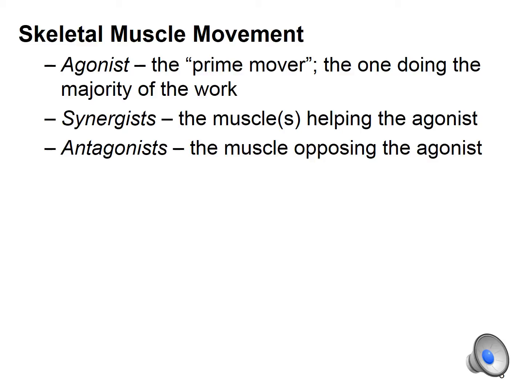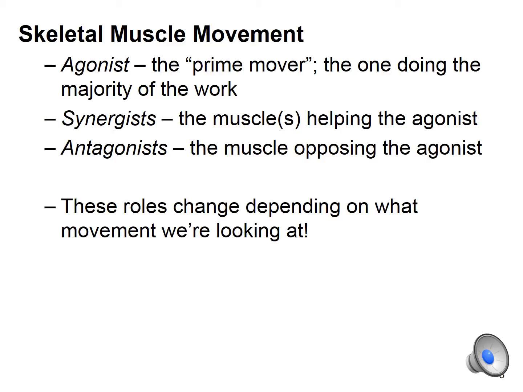But you want to keep in mind that when we're talking about an agonist versus an antagonist, those terms are going to be different depending on what type of exercise we're doing. Okay, so if we're doing an exercise to work our triceps, well then suddenly the tricep becomes the agonist and the bicep becomes the antagonist. So these terms are going to refer to different muscles depending on what the activity is. So that's what that says.